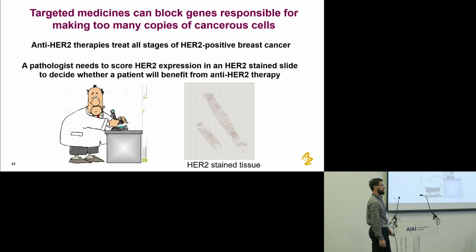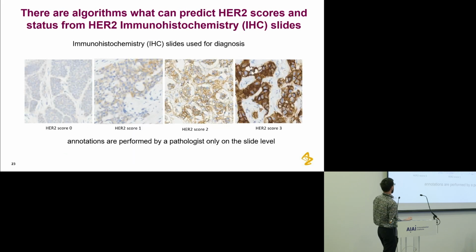But one bottleneck is that pathologists need to look under the microscope and say how much overexpression there is, so quantify it to some extent. And this is an example of how this staining looks. It's immunohistochemistry staining, so it's a specific staining for this specific protein. And there is a scoring system. Again, the change is quite continuous, but you need to score and make a decision.